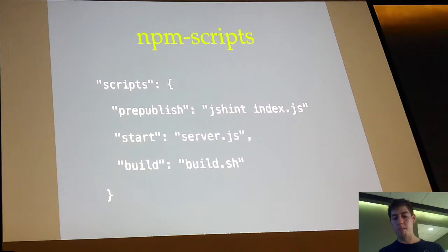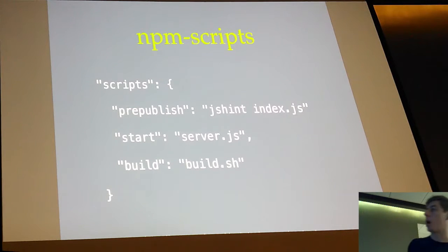One member of the package.json spec is the scripts key. The scripts member is a hash of script commands that are run at various times during the lifecycle of your package. So the key is the lifecycle event, and the value is the command to run at that point. There's a couple of built-in commands.